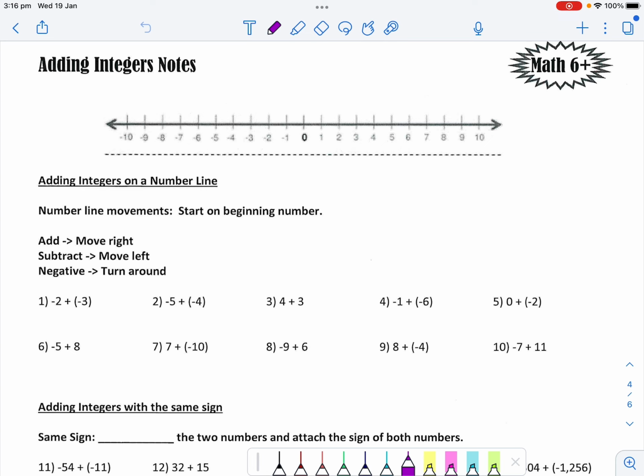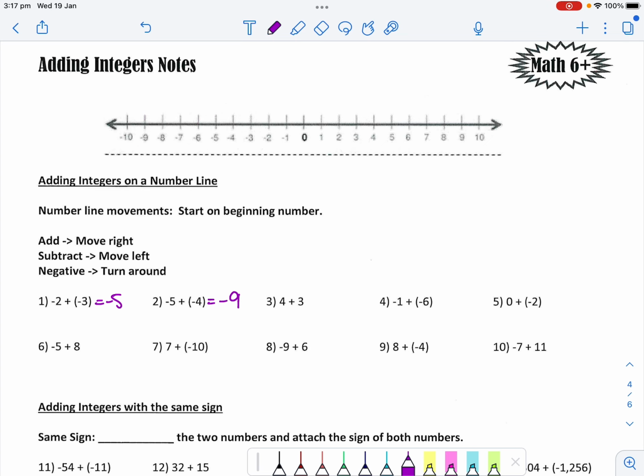So for number 1, it says -2 plus -3. So I'm going to start at -2 and I'm going to go backward 3. So 1, 2, 3. So I'm at -5. For number 2, it says -5 plus -4. So here's -5. So 1, 2, 3, 4. So I landed at -9.